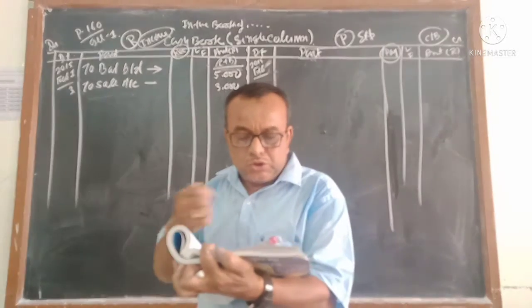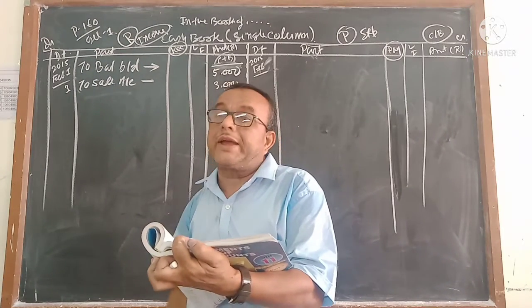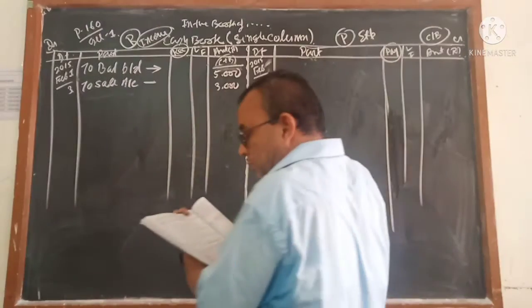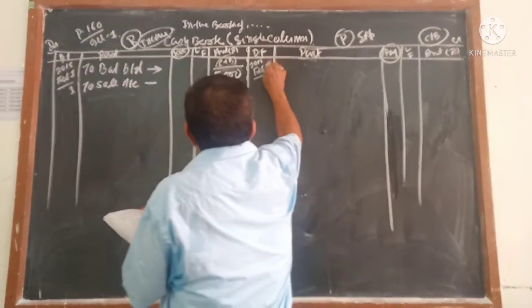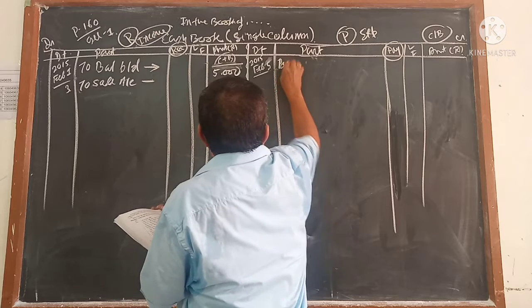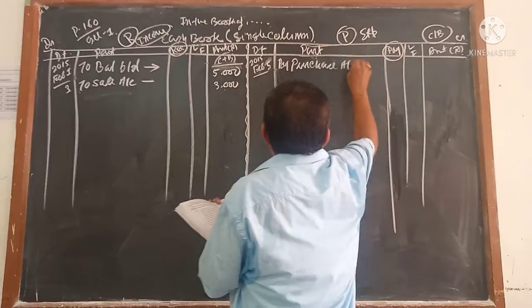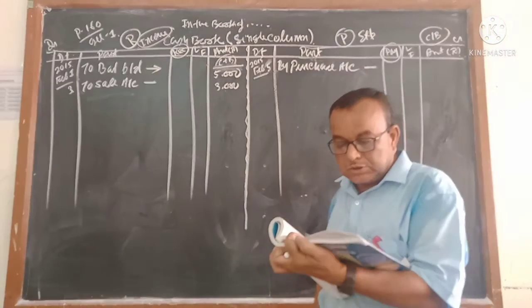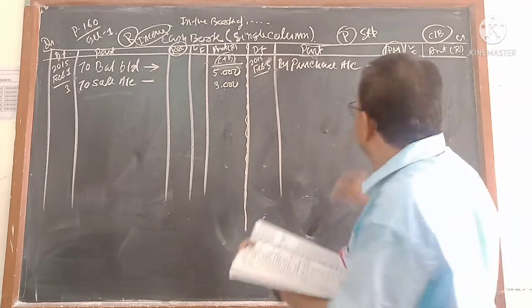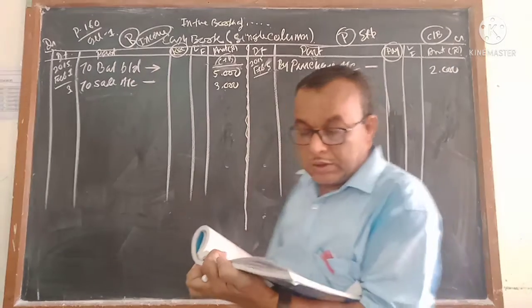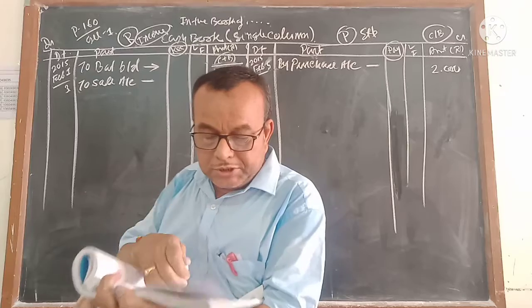Number 5. Goods of rupees 2,000 purchased from Amit for cash. Goods purchased, so cash has gone. Which date? You write by purchase account. What for? Cash has gone, purchase goods. How much? Of rupees 2,000. That's all.